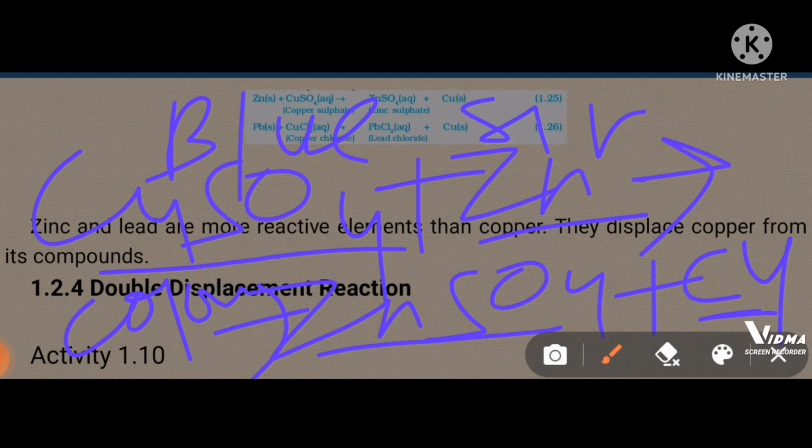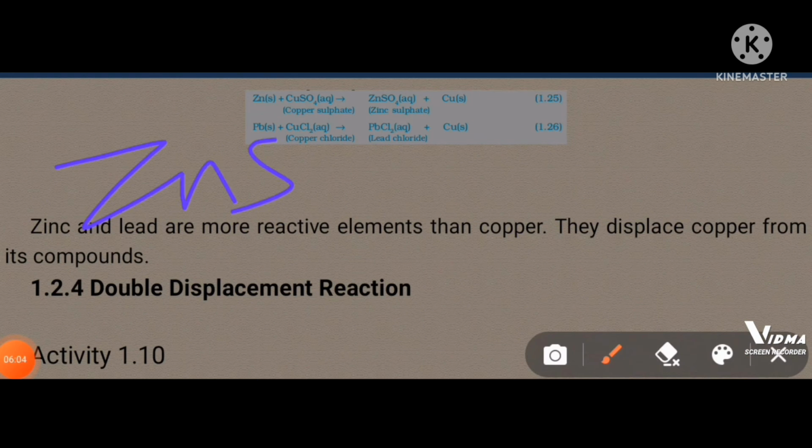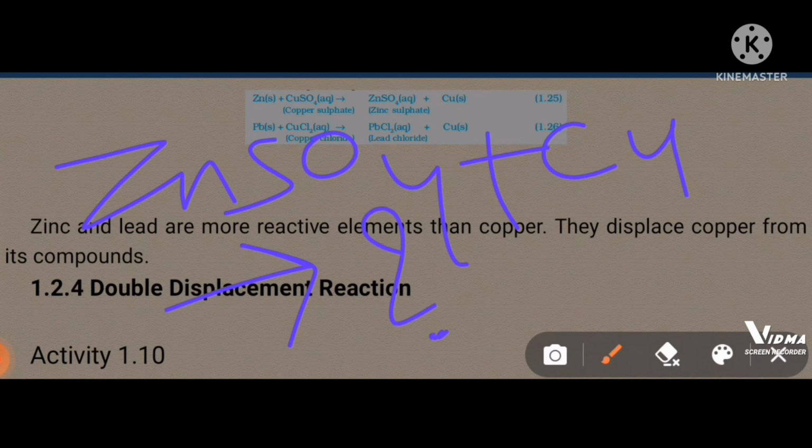Suppose the reaction were copper sulfate plus zinc sulfate, what would be the product formed? What will be its product? If you know, then write down the product in the comment section.